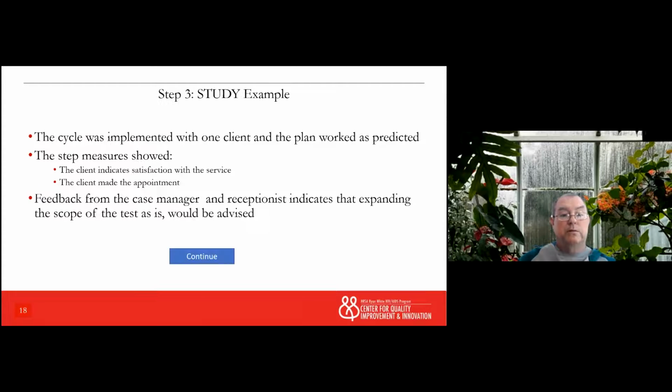We are going to note any observations where there might have been an anomaly. Suppose the client wasn't at the pickup address, you may have the wrong pickup address. So we have to make allowances for that, and we have to understand why that happened and make tweaks to our test, all right? So in our hypothetical example, the case manager and the receptionist felt that we should expand the test and advise the committee as such.